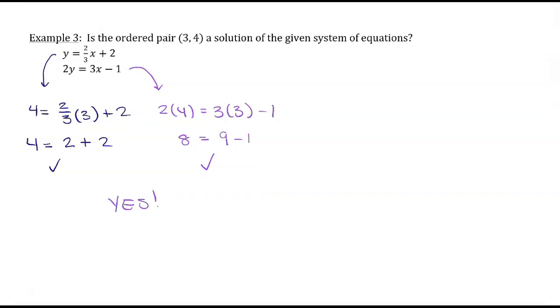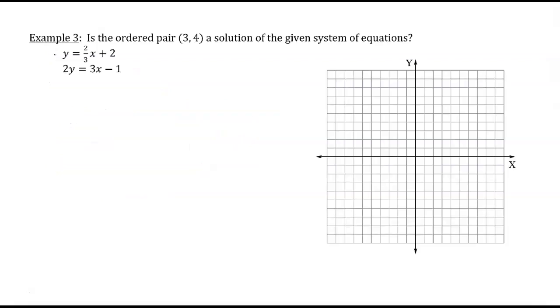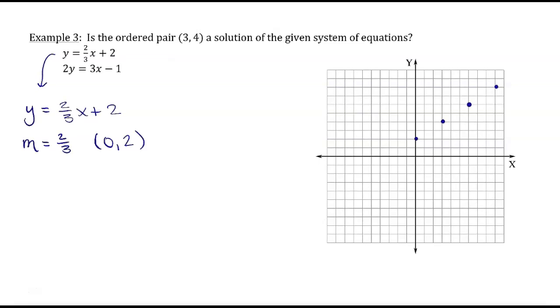Let's take a look at the graphs of these two lines. Starting with our first equation, we have a slope of 2/3 and a y-intercept at (0, 2). Plotting the point (0, 2), we can then use the slope of 2 over 3 to plot some more points, a rise of 2 and a run of 3. And then connect our line.